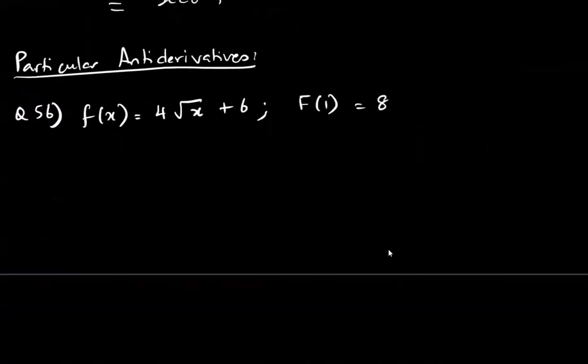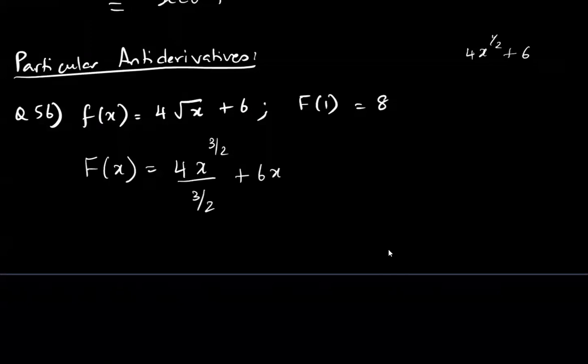In this problem, we are not asked to find a general antiderivative, but a particular antiderivative. So first I go ahead and take the antiderivatives. The square root of x can be thought of as x to the power of 1 half. So that is 4x to the power of 3 halves over 3 halves plus 6x plus c. But we are given one point on my antiderivative as 1 comma 8. So I'm going to replace x with 1 and f of x with 8. Okay, so x is 1.